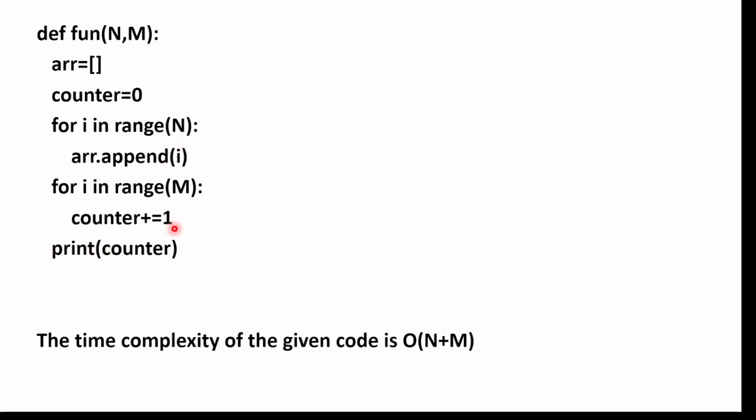So these two are independent for loops. Here for i in range of n, you are appending to the array. The for loop terminates here, right? And here you have for i in range of m, you are incrementing the counter. So these are independent for loops. These are not nested for loops. This for loop depends on the input size n, and this for loop depends on the input size m. The time complexity is nothing but order of n plus m.